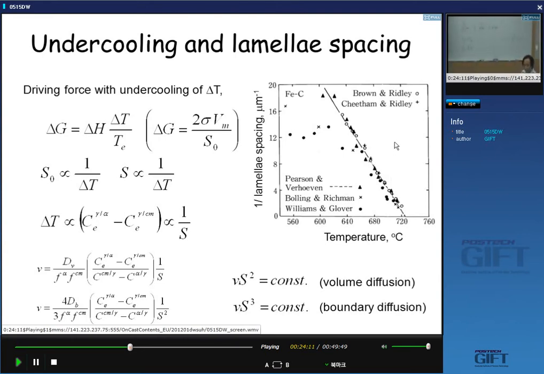So you have to remember that this relationship can be applied when the degree of supercooling is small. So let's compare this equation and this equation. This is the total driving force as a function of the degree of supercooling and the change of enthalpy. And this is a driving force for the pearlite transformation. When we compare these two equations, you can understand that the interlamellar spacing is inversely proportional to the degree of supercooling. It means when we have large supercooling, then we can obtain the pearlite with very small interlamellar spacing.